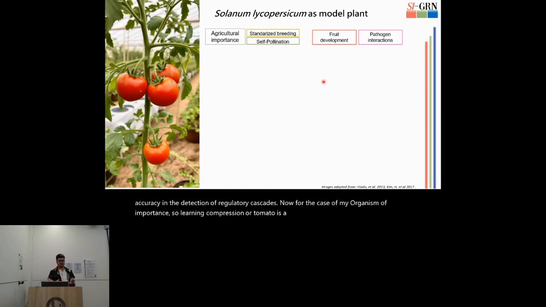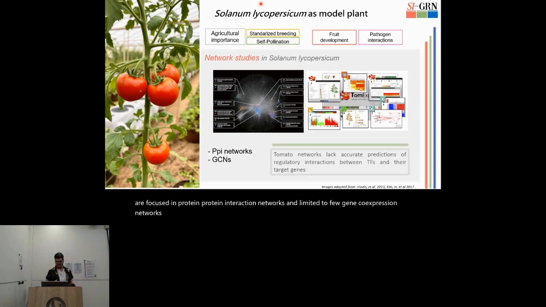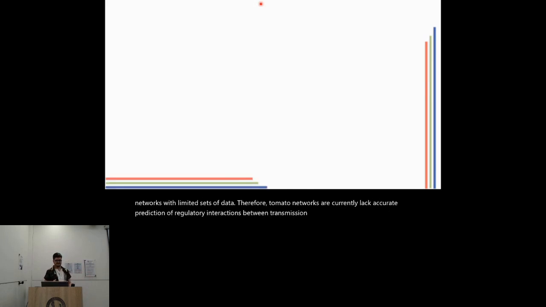Now, for the case of my organism of importance, Solanum lycopersicum, or tomato, it is a model plant due to its agricultural importance, standardized breeding, and self-pollination, and is widely being used for studies in fruit development and pathogen interactions. But despite this, network studies are still lacking in tomato. Most of the studies are focused on protein-protein interaction networks and limited to a few gene co-expression networks with limited sets of data. Therefore, tomato networks currently lack accurate prediction of regulatory interactions between transcription factors and their target genes.